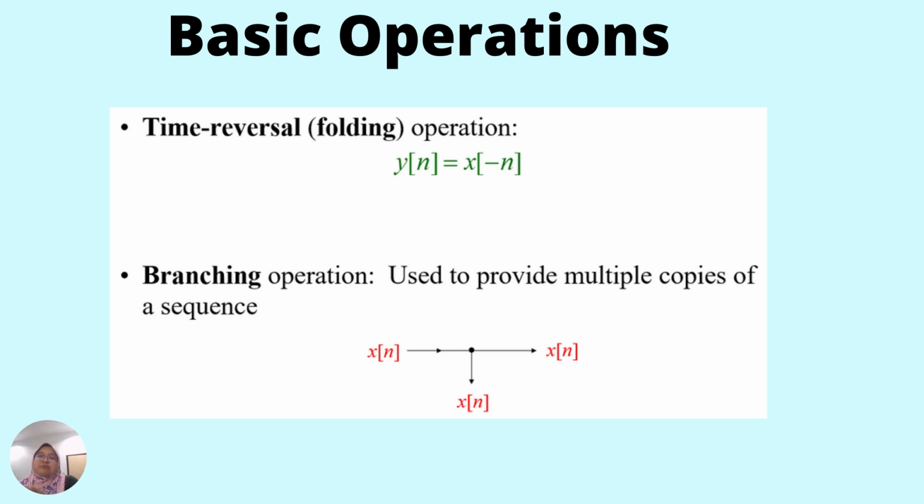So do not mistake this with a summing junction or any other kind of operation. Okay, branching is basically a node that makes copies of the signal that goes into the node. So x[n] goes into a node, it comes out as x[n], and it also still comes out as x[n].